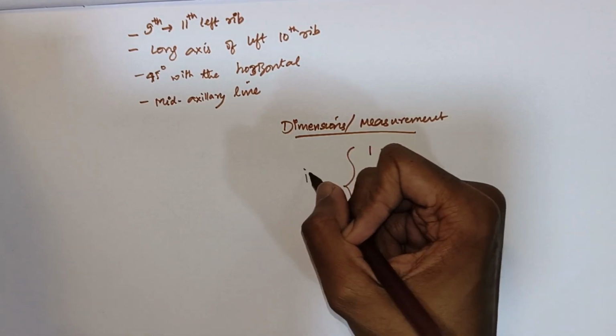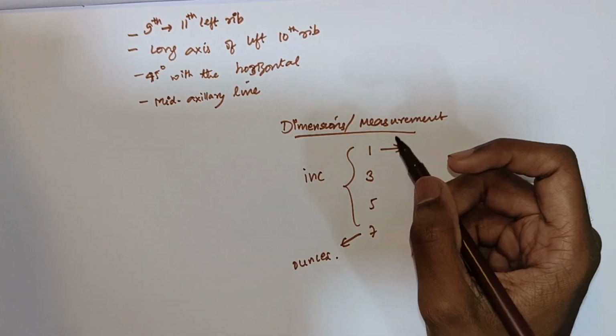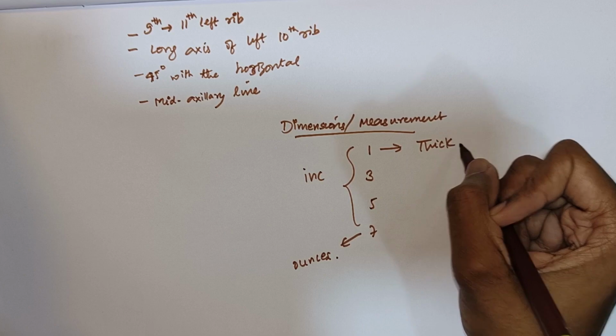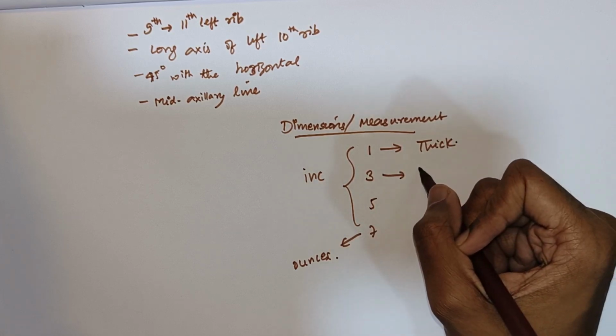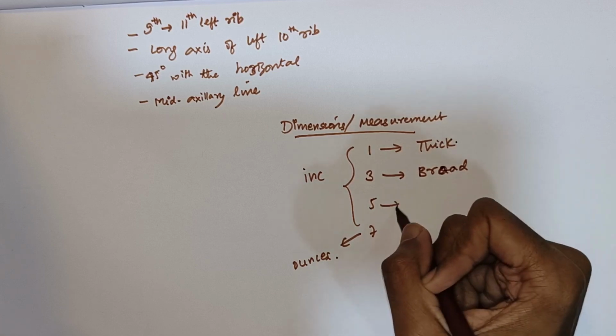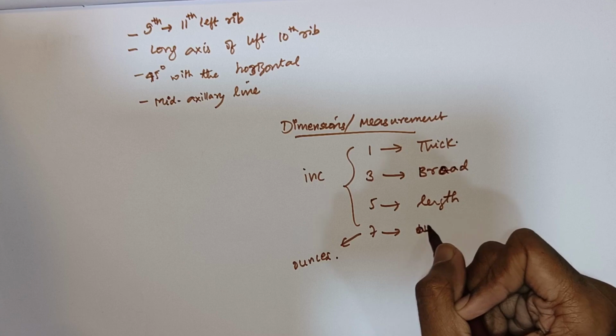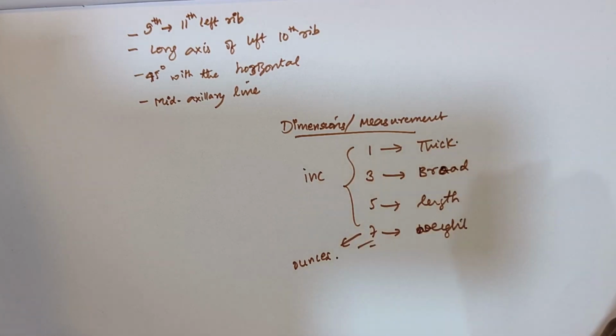All these are in inches, this is in ounces. Spleen is 1 inch thick, 3 inches broad, 5 inches in length, and weighs 7 ounces. That is the weight. It weighs 7 ounces.